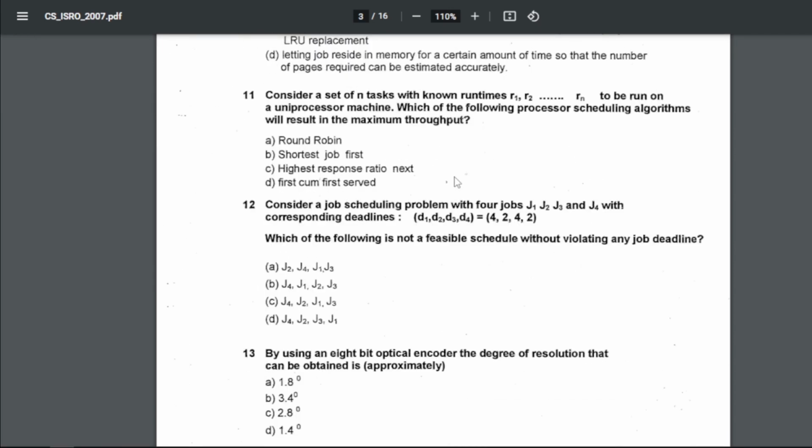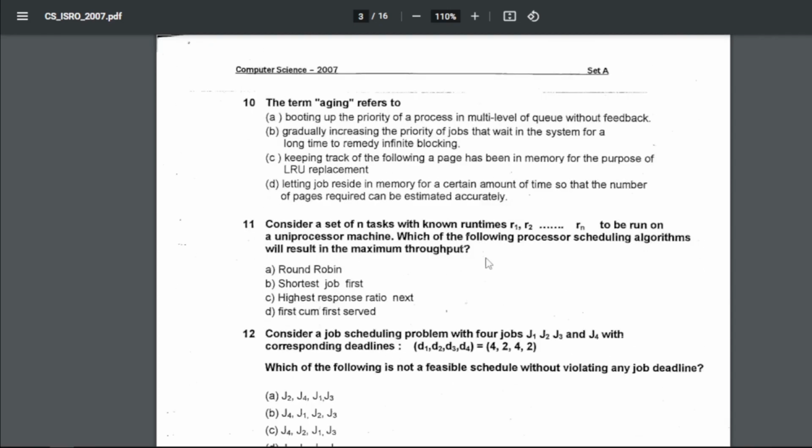Next question is question number 11: consider a set of n tasks with known runtimes R1, R2 up to Rn to be run on a uniprocessor machine, right? Which of the following processor scheduling algorithms will result in the minimum throughput? So it is talking about the minimum throughput. Obviously if you solve this for minimum throughput, our answer will be shortest job first, that is SJF. Basically, throughput means the total number of tasks executed per unit time, sum of waiting time and burst time.